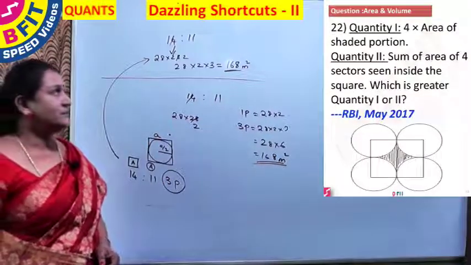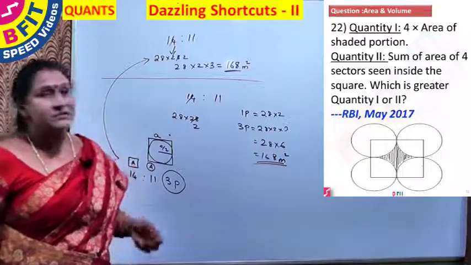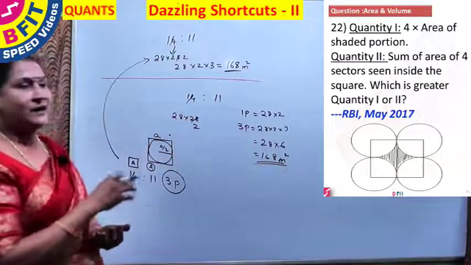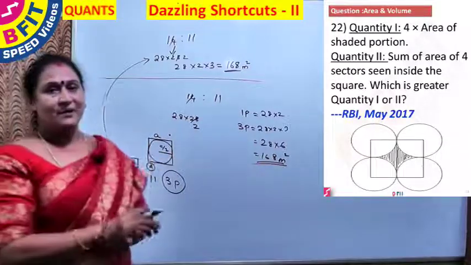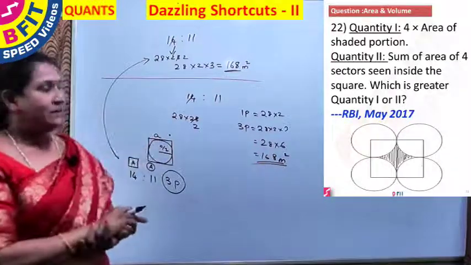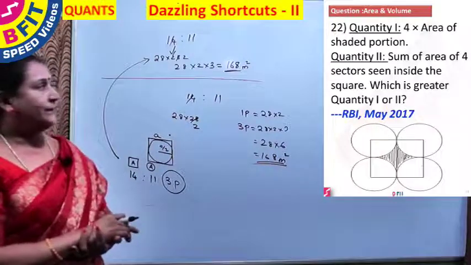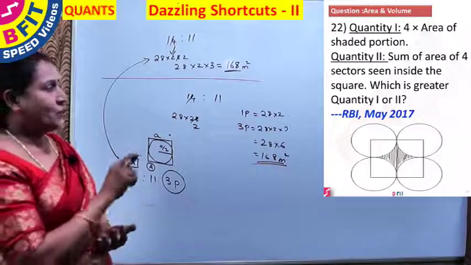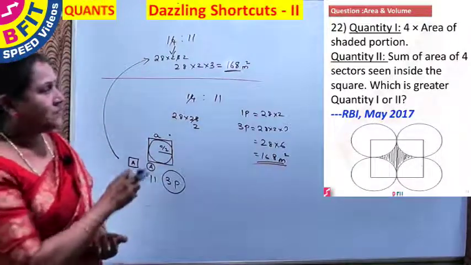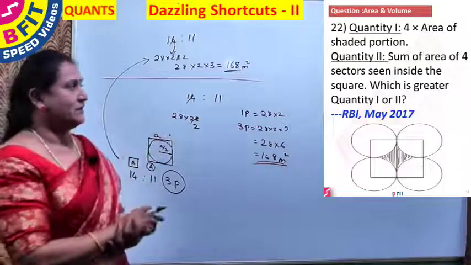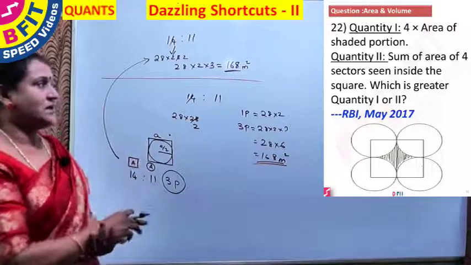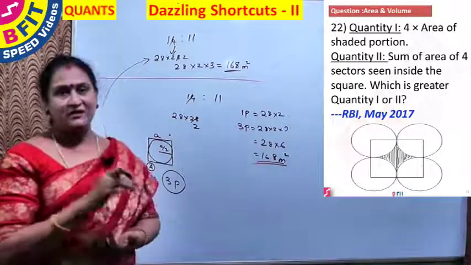So the next question is, this is also under area and volume. So here we have a trendy pattern, quantity 1 and quantity 2. So what is this quantity 1? We have 4 circles drawn on corners of a square and the in between areas shaded. So quantity 1 is 4 times the area of the shaded portion. And what is quantity 2? It is the sum of area of 4 sectors inside the square. So we need to find which is greater, quantity 1 or 2. So this question is asked from RBI May 2017.